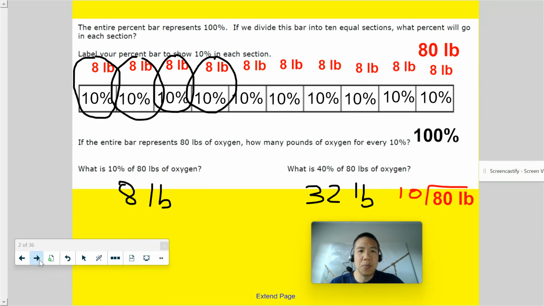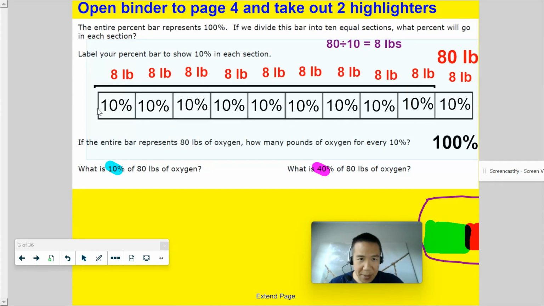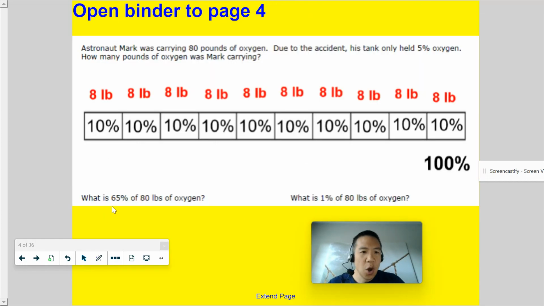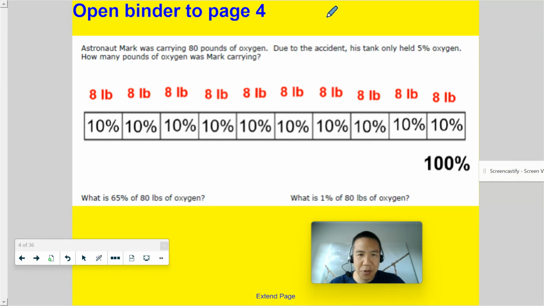So let's get a little more challenging. Again, same question. Each 10% represents 8 pounds. So this one, oh, here it is. What is 65% of 80 pounds? So first of all, let's do 5%. So 10% is 8 pounds. If I split this 10% in half, what would half of 8 pounds be? 4 pounds.